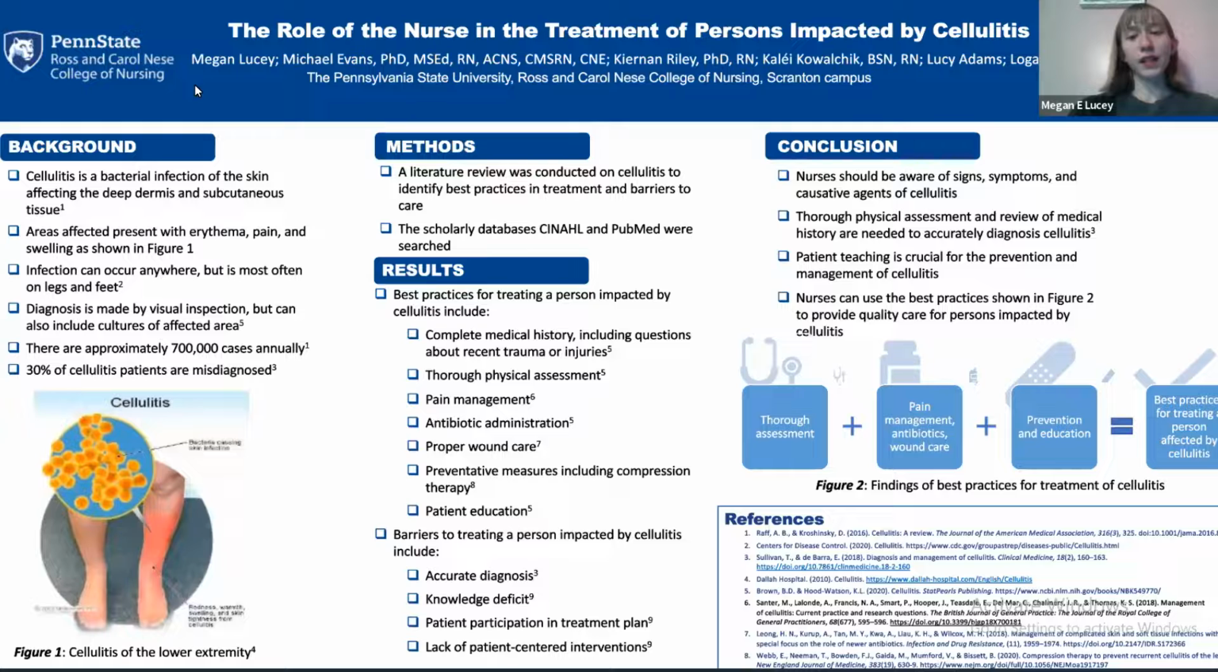And the last thing is just a little recipe for success for caring for patients with cellulitis. So the first thing is a thorough assessment, making sure you're getting all the details, all the history, what happened to cause all the swelling and redness, proper pain management, antibiotics, getting rid of that infection, and wound care, and prevention education so that it doesn't happen again. And those are the best practices for treating a person affected by cellulitis.